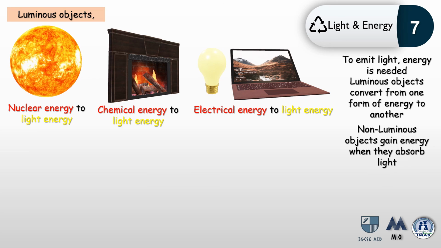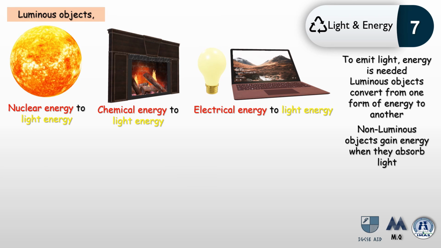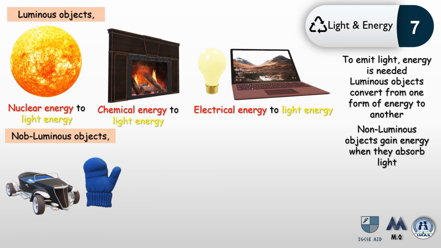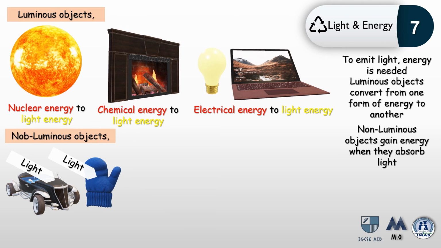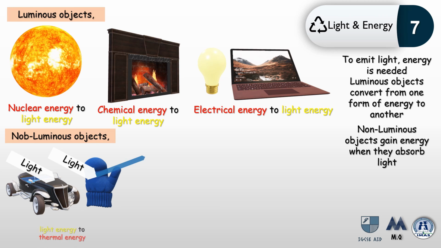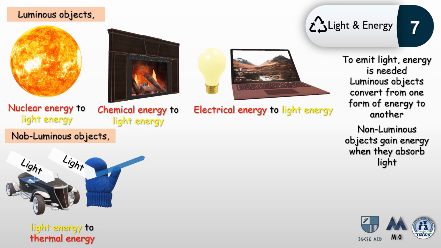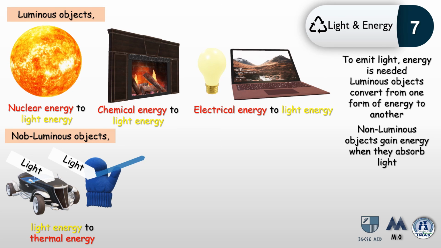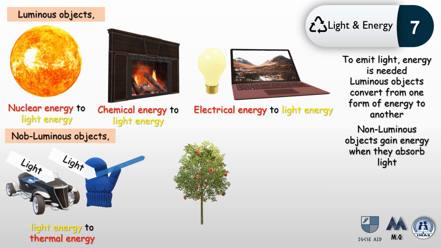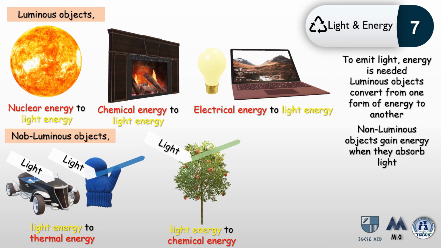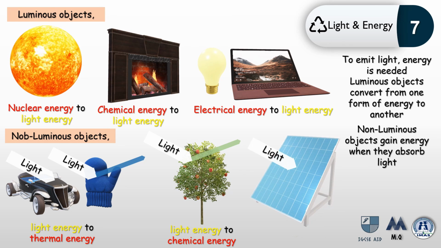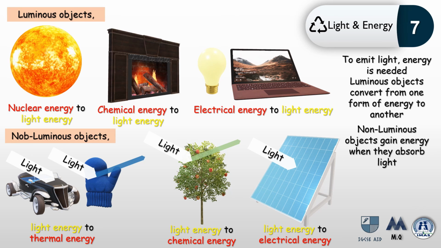And when non-luminous objects absorb light, they do gain energy. For example, a black surface or even a colored surface. When white light hits them, a black surface will absorb all of it, while the blue surface over here will reflect light, still absorbing the rest. In this case, the materials will heat up and light energy is converted to thermal energy. Also, leaves, when they absorb light, convert it into chemical energy stored in the fruits of the plants. And a solar PV cell, when it absorbs light, converts it into electrical energy.